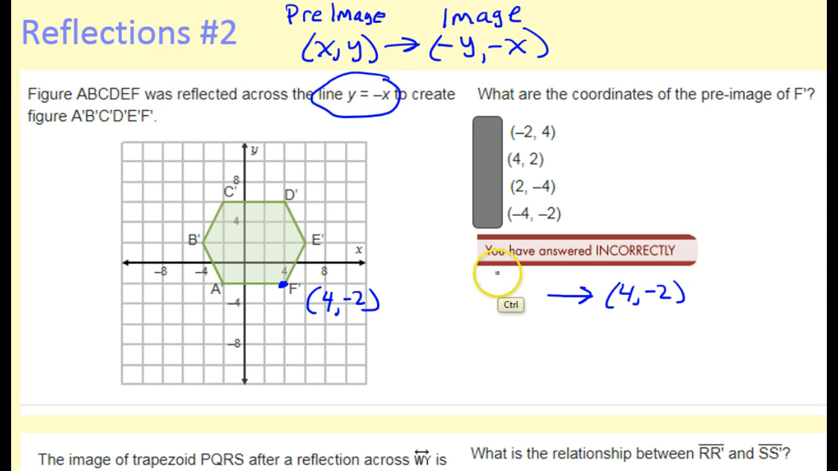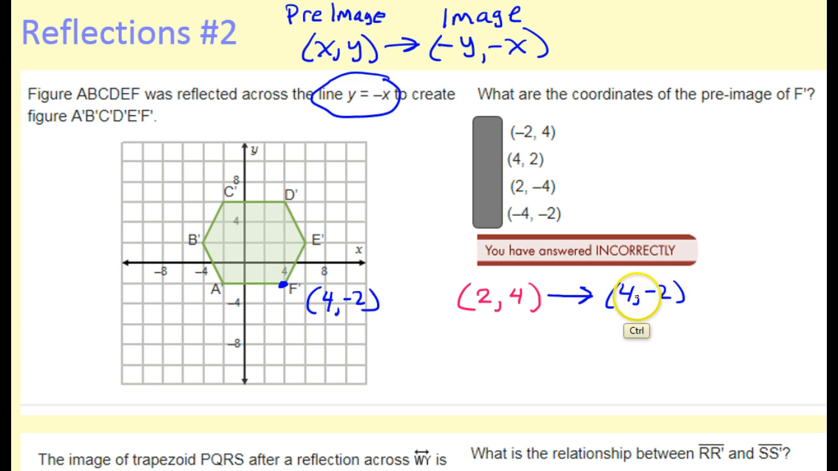Now what they're asking us for is the pre-image. So if this point was switched around and the signs were changed, if I want the pre-image, I'm just going to do the same thing. I'm going to switch them around again, and I'm going to change the signs back. So if I switch these around, the 2 will go here and the 4 will go here.